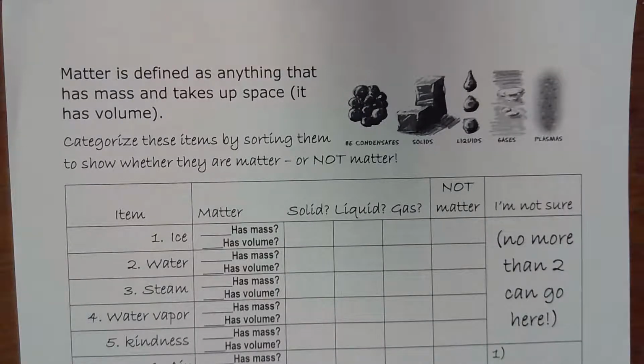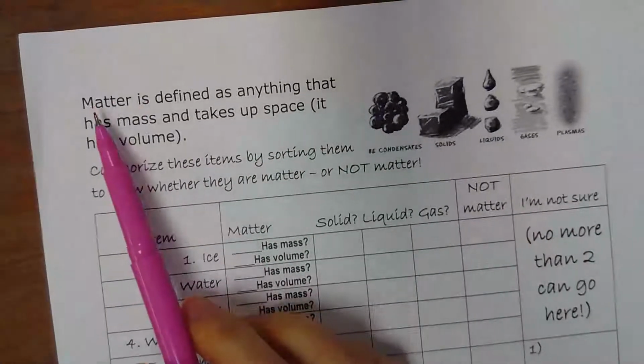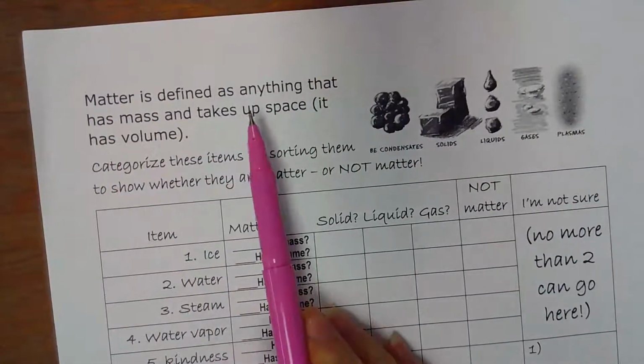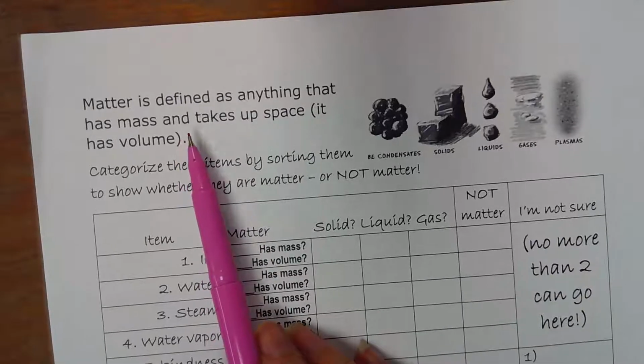This sheet should look fairly familiar. You did one very like this several weeks ago when we first started the matter unit. Back then, you were just getting familiar with the idea that matter is defined as anything that has mass and takes up space. In other words, has volume.